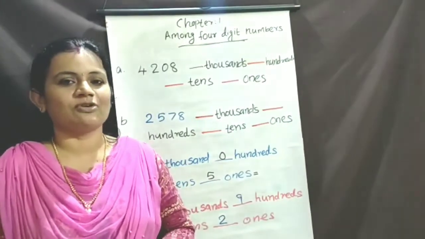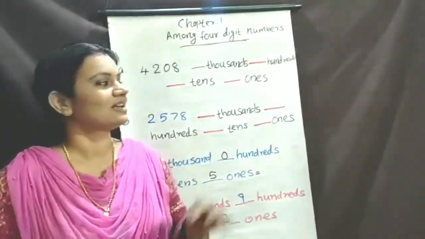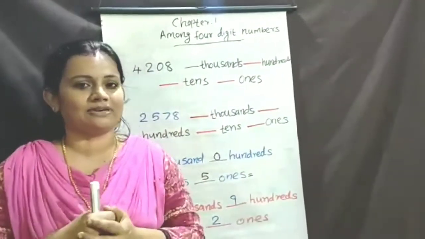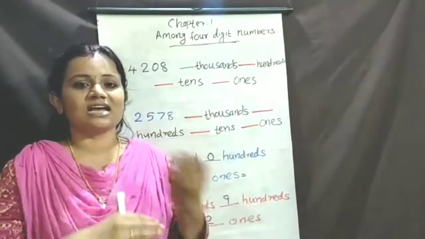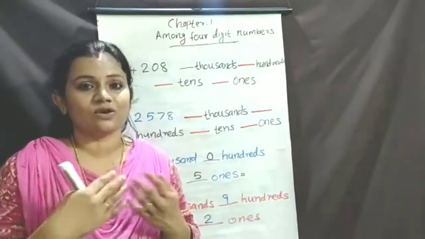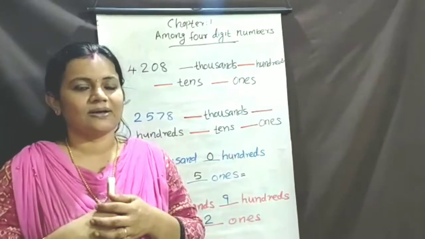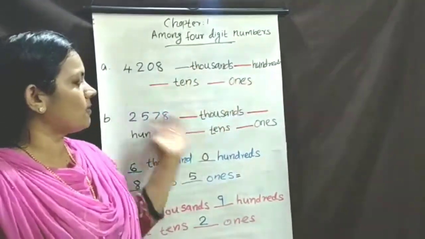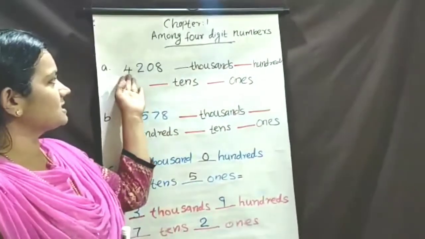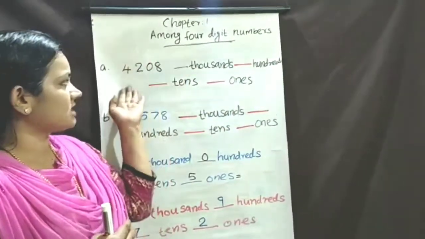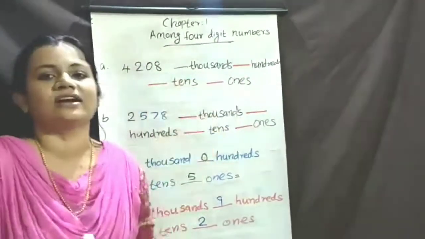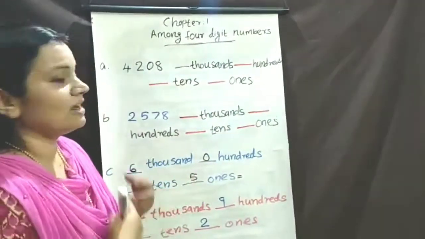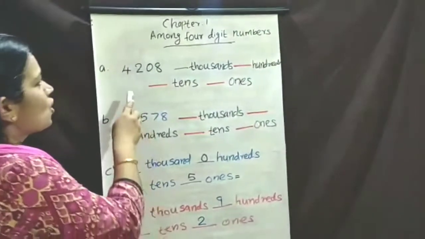Okay, my dear children, shall we begin the new class? We are continuing the same chapter. In the last class we discussed the places of 4-digit numbers. Now we are writing the expanded form of the given numbers. The numbers are given, and you just write the thousands, hundreds, tens and ones. Last week we already learned that. Okay, what is the first number?